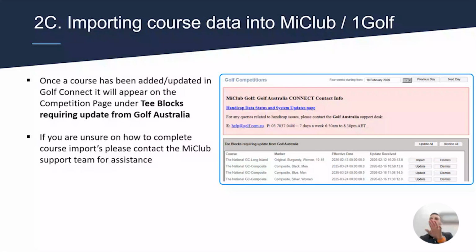Now, some of you have noticed this screen before where it gives you a message on the competition page that you need to run an update. If you are familiar with this part of the system and you worked out how to import courses, feel free to do that yourself. If you're unsure, and in most cases I would recommend that you reach out to the MiClub support team and we can do this step for you, and then we can clear the message there so you're not seeing it.